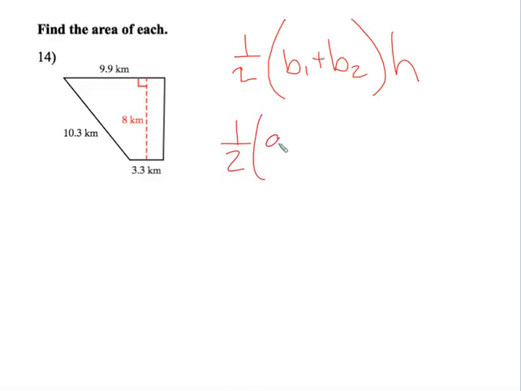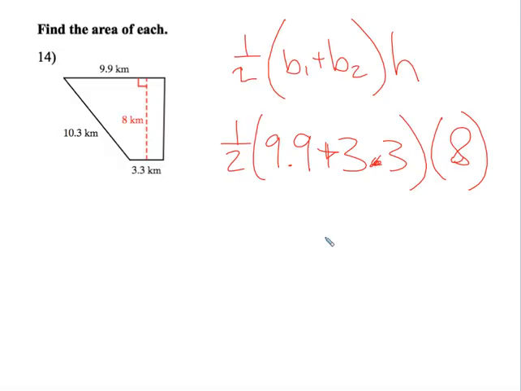So our bases are 9.9 and 3.3. And you add those, and then you multiply the height, which is 8. So 9.9 plus 3.3 is 13.2. So we're doing 1/2 times 13.2 times 8. And we get 52.8.